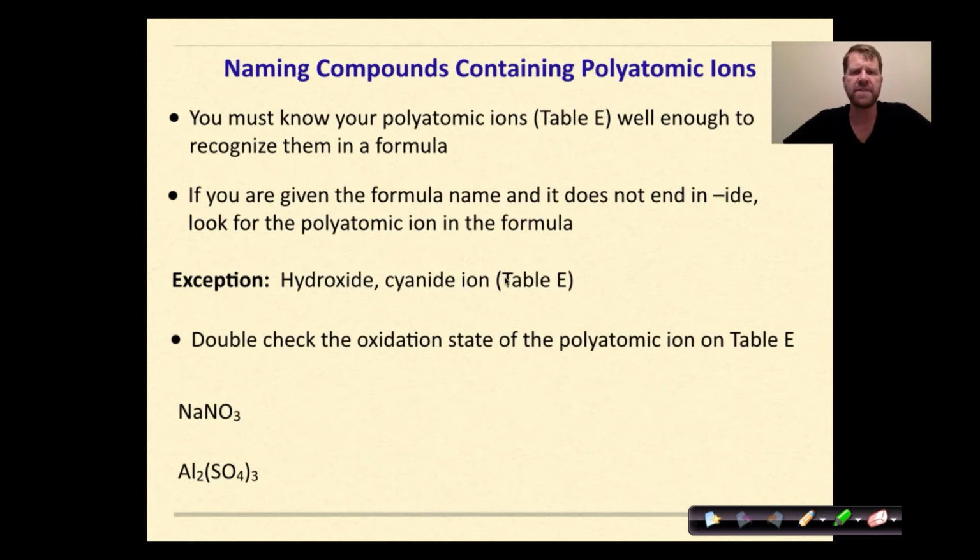Let's name compounds containing polyatomic ions. As we stated previously, you must know your polyatomic ions listed on table E well enough to recognize them in a formula. If you're given the formula name and it doesn't end in "ide," look for the polyatomic ion in the formula. There are exceptions. The polyatomic ion hydroxide and the polyatomic ion cyanide. The suffix "ide" in both of these polyatomic ions may lead you to think that these polyatomic ions are in binary compounds, but they're not.